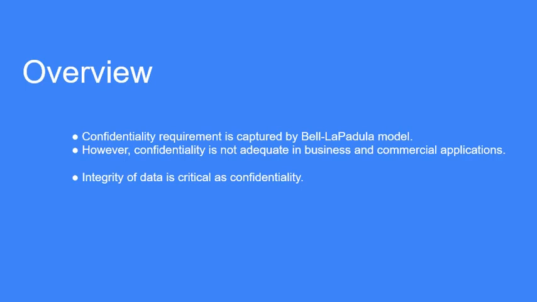The two main mandatory access control policies that we have seen are the Bell-LaPadula model and the Biba model. The Bell-LaPadula model focuses more on the confidentiality requirement, whereas the Biba model focuses more on the integrity of data. Since confidentiality alone is not adequate in businesses and other commercial applications, integrity of data needs to be taken into account. And this is where the Biba model scores over the Bell-LaPadula model.